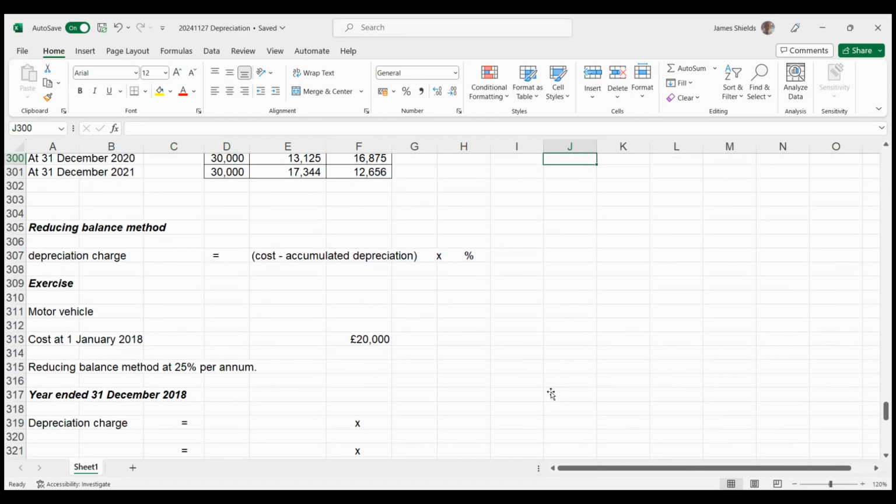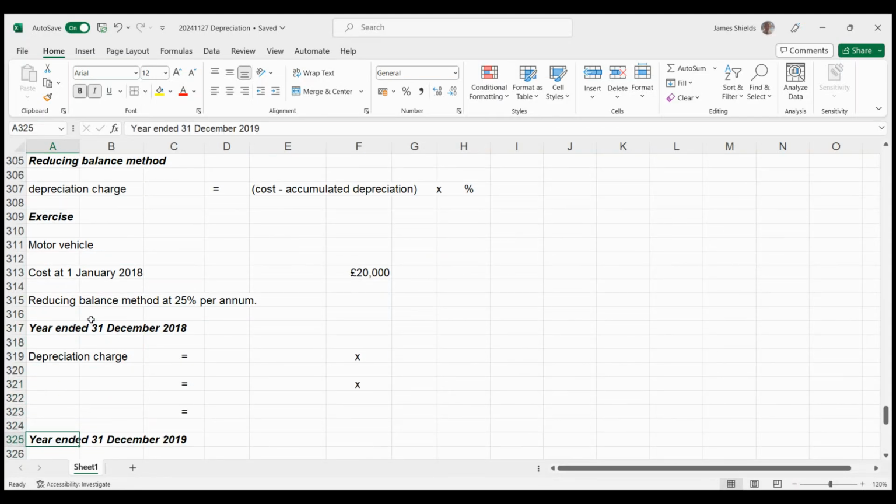So one more little exercise now. So again, reducing balance method. Just a reminder, depreciation charge is the cost, take away accumulated depreciation, times the percentage. So here we've got a motor vehicle. The cost on the 1st of January 2018 was £20,000. Reducing balance method at 25% per annum.